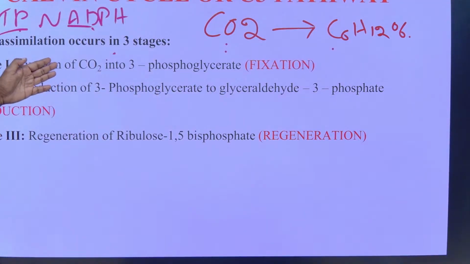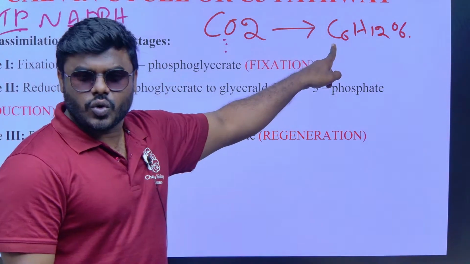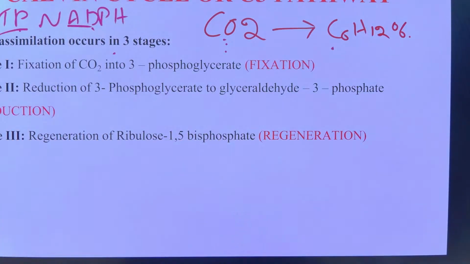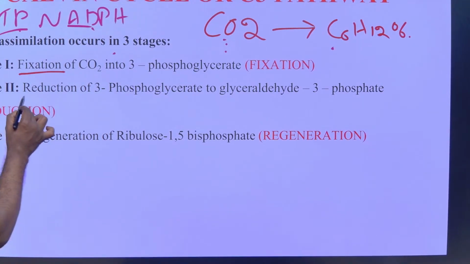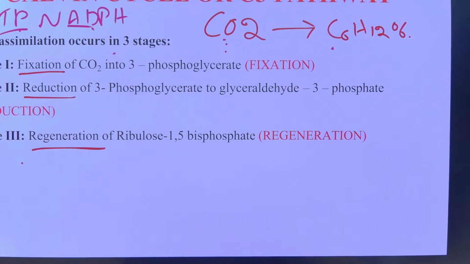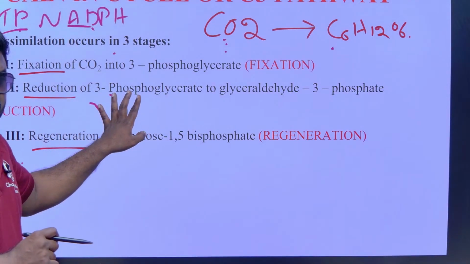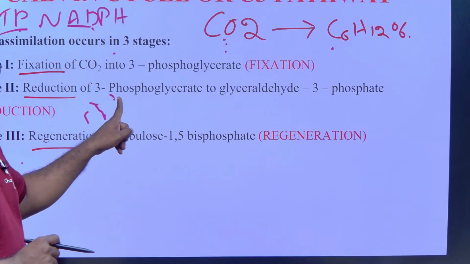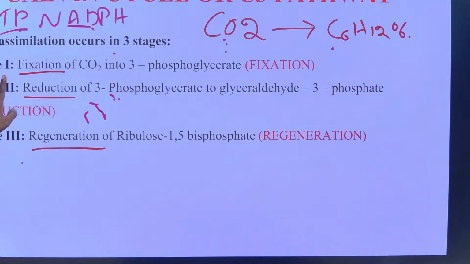Now this fixing of carbon into glucose never happens in a single step. It always takes a minimum of 3 steps: fixation, reduction and regeneration. And trust me, even if you read it 10 times, you never understand and you never recall. But if you understand once, you can answer any difficult question. So always focus on understanding the concept rather than remembering.